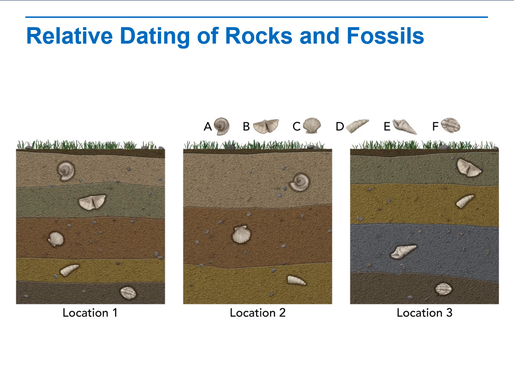Using the index fossils shown, determine which layers are missing from each location. Well, in location 1, the layer with index fossil E is missing. Location 2 is missing the layers with index fossils B, E, and F. And location 3 is missing the layers with index fossils A and C. Layers might be missing because they were never formed, or they may have been eroded sometime in the past.